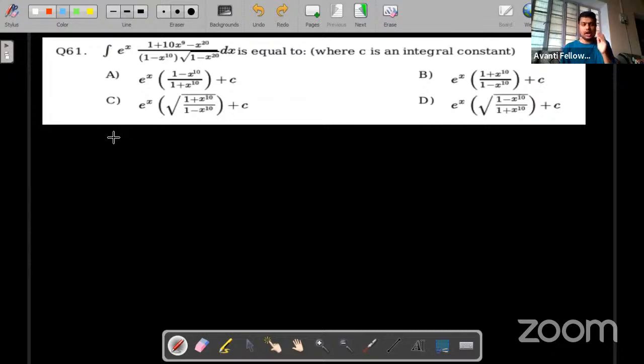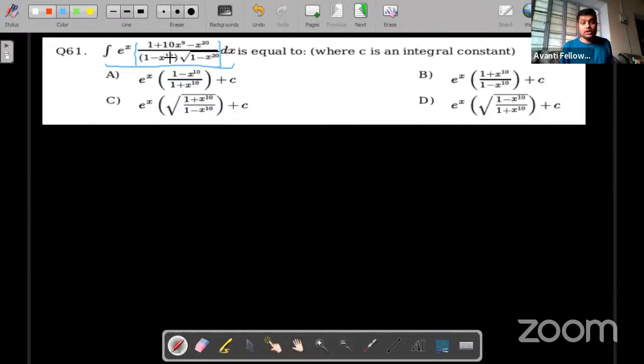Okay, so now we'll start with the first question. The first question says we have to find out the integration of e to the power x times this function. This is some horrible function. So we have to simplify it such that we get one of the possible options.